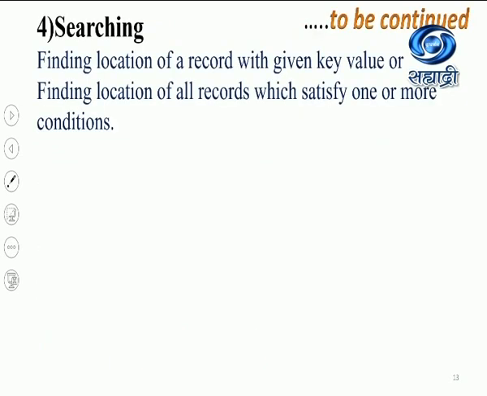Next, the fourth operation you can perform is searching. The definition of searching is finding the location of a record with a given key value, or finding the location of all the records which satisfy one or more conditions. This operation is called searching. There are 2 types of search, linear search and binary search, that we will see in our syllabus.